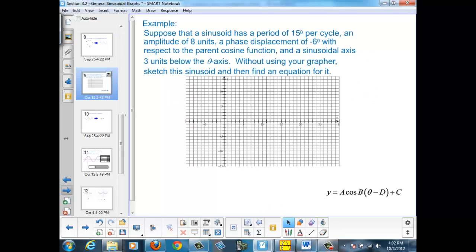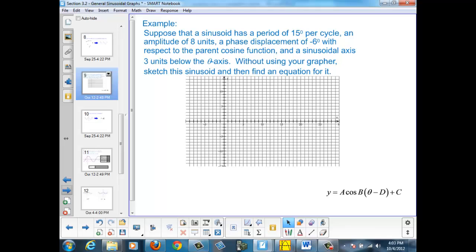Here's the setup. Suppose that a sinusoid has a period of 15 degrees per cycle, an amplitude of 8 units, a phase displacement of -6 degrees with respect to the parent cosine function, and a sinusoidal axis 3 units below the theta axis. Without using your grapher, sketch this sinusoid and then find an equation for it.